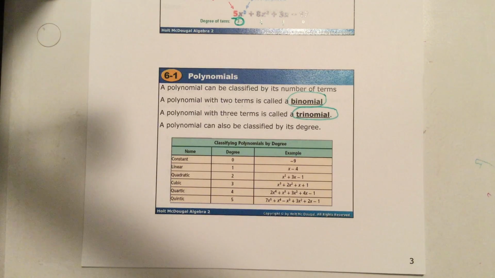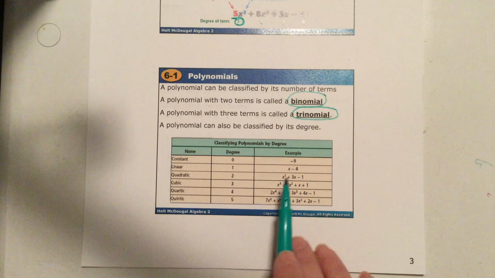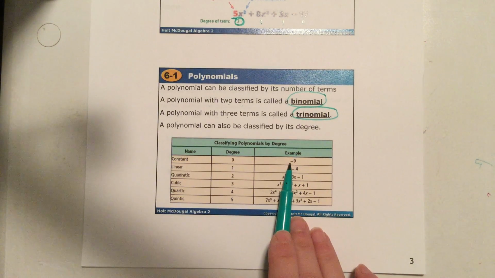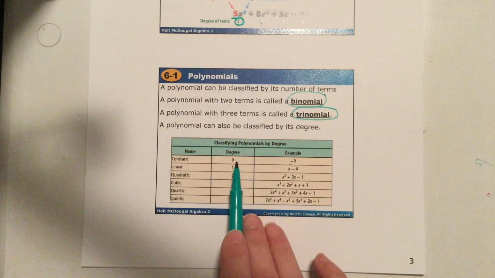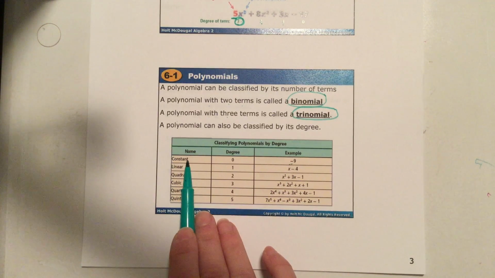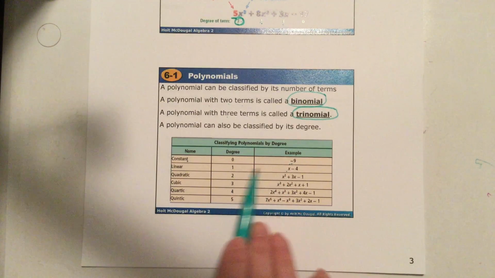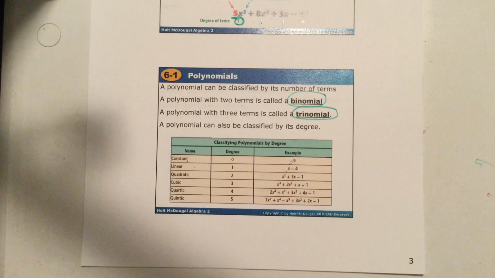The other way that you can classify is by degree. Remember, degree is how many variables you have in, or the greatest amount of variables in one term. So if I had this, it has a degree of 0 because there are no variables. If your degree is 0, its name is constant. This, the highest degree is a 1. So the degree is a 1. If you have a degree of 1, it's linear.